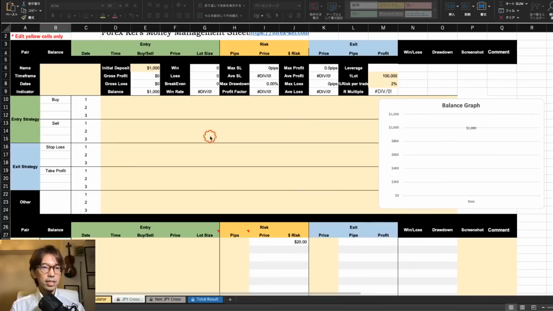This is the Excel sheet that I use personally, and this is something that I created for myself for backtesting anytime, and I manage my own money based on this Excel sheet.